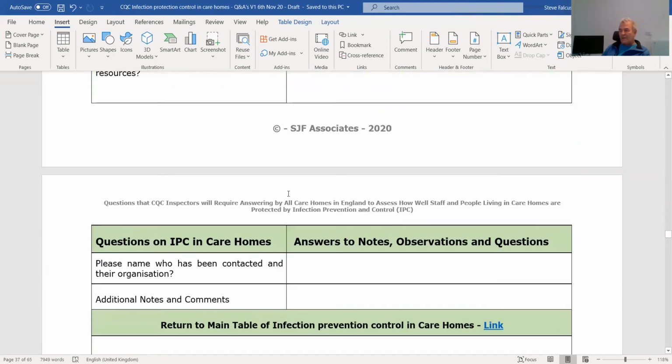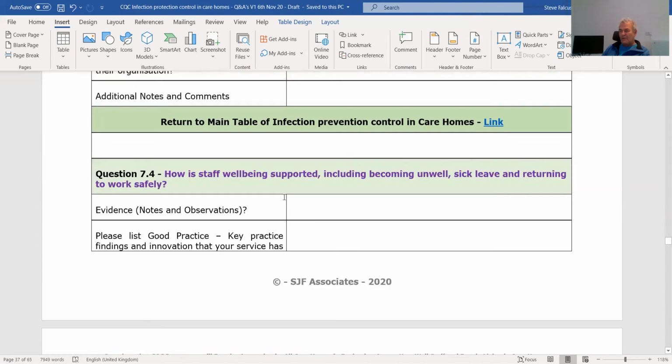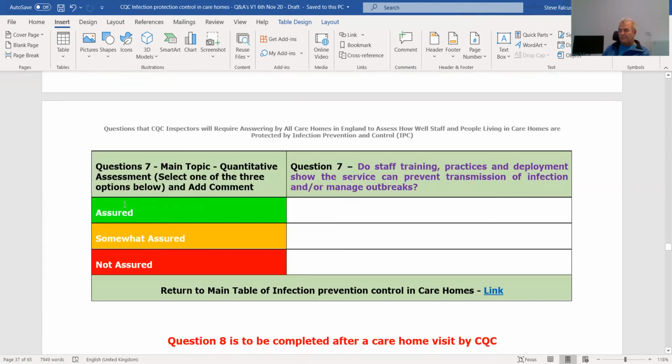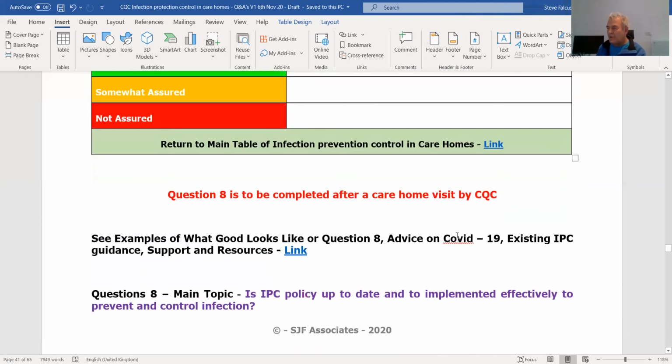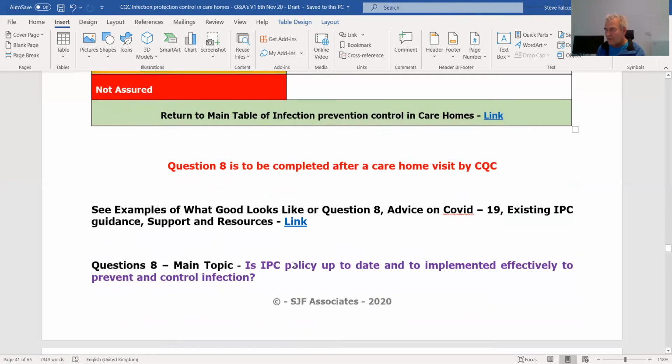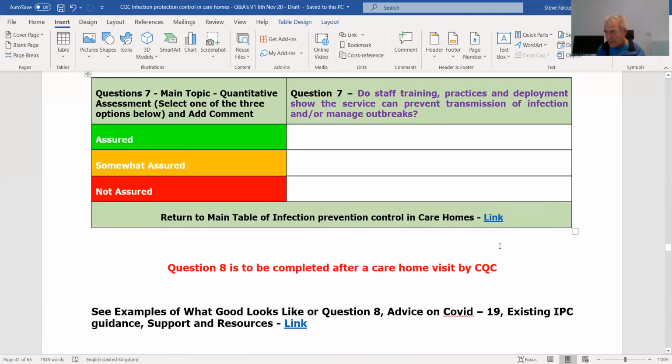At the end of question 7, you'll see a quantitative assessment that CQC are looking for: within that main question, question 7, you feel assured, somewhat assured, or not assured. Please mark up one of these areas and add a comment if applicable. So very simple to use. Let's now go back again to the main table.